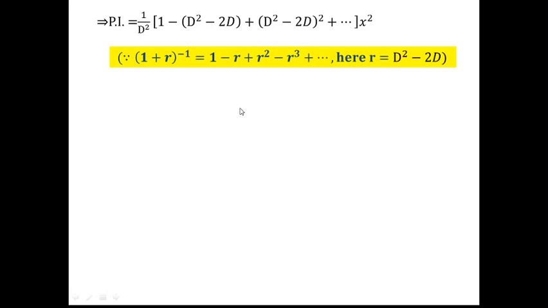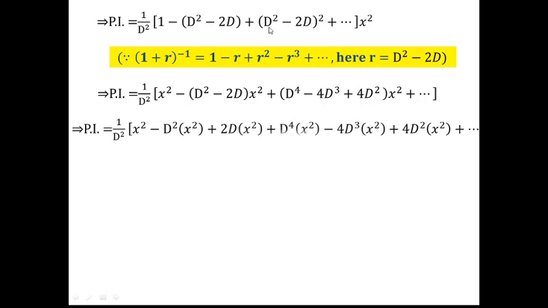Now let's simplify. Open all the brackets, then operate it on x square. See what you will get. d square of x square means the double derivative of x square, or we can use the formula. What is the formula? The formula is that d raised to n of x raised to n is always n factorial. This formula we can use when the power of d as well as x is the same, then it comes out to be n factorial.